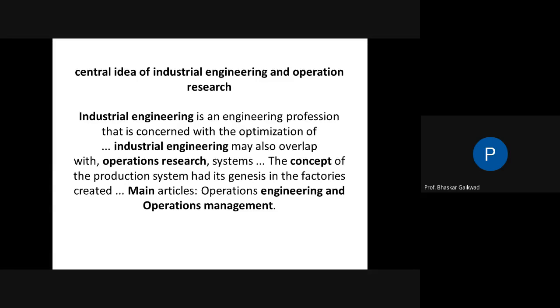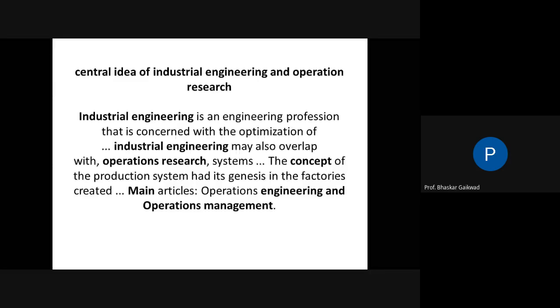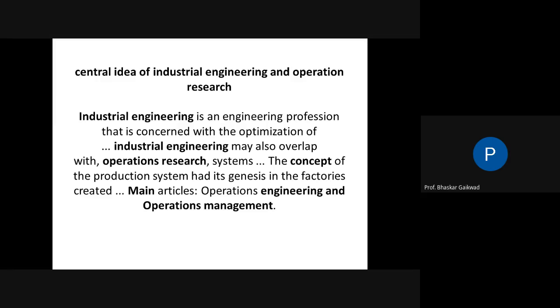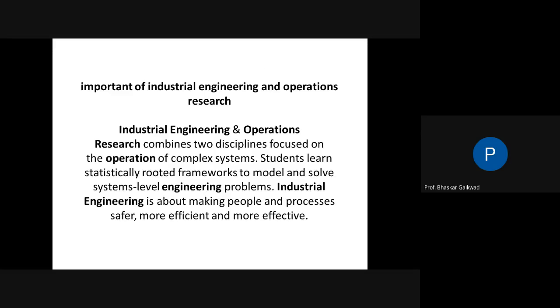Then central ideas, as usual we have gone through the 6 points of the syllabus: introduction of industrial engineering, then work study part. Under this work study, method study is there, work measurement is there, job evaluation. And in the second section, operation research part is there. We decide the profit or the things which are actually required in the manufacturing to get maximum profit.